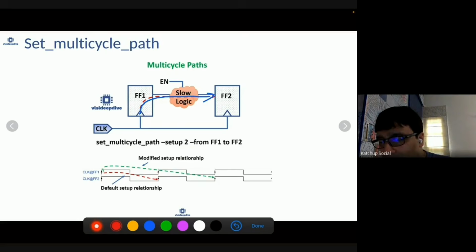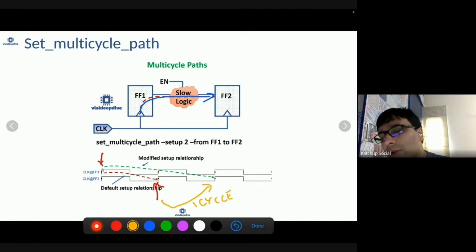The default timing relationship was that you're launching data here and you're capturing data here. With this setup multi-cycle path of 2, the check has shifted by 1 cycle. So now the tool is checking timing in 2 cycles. Rather than the default setup, when you're launching data here, it can be captured in 2 cycles. So this has changed your setup timing check because of this multi-cycle path command.